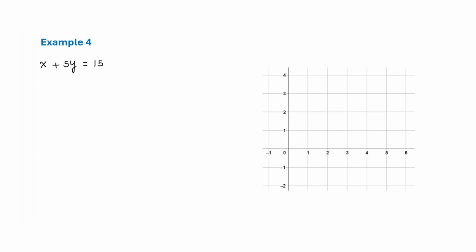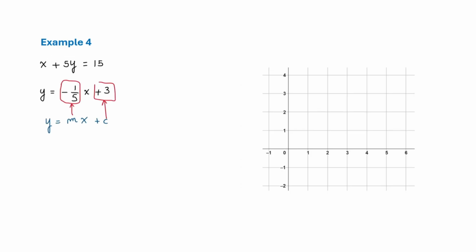Let's go through it. This equation is written in standard form, so y is not the subject. Before we can identify the gradient and the y-intercept, we need to rearrange the equation and make y the subject. To do that, we move x to the right-hand side by subtracting x from both sides. This gives 5y is equal to negative x plus 15. Then we divide every term by 5. y is equal to negative 1/5 x plus 3.